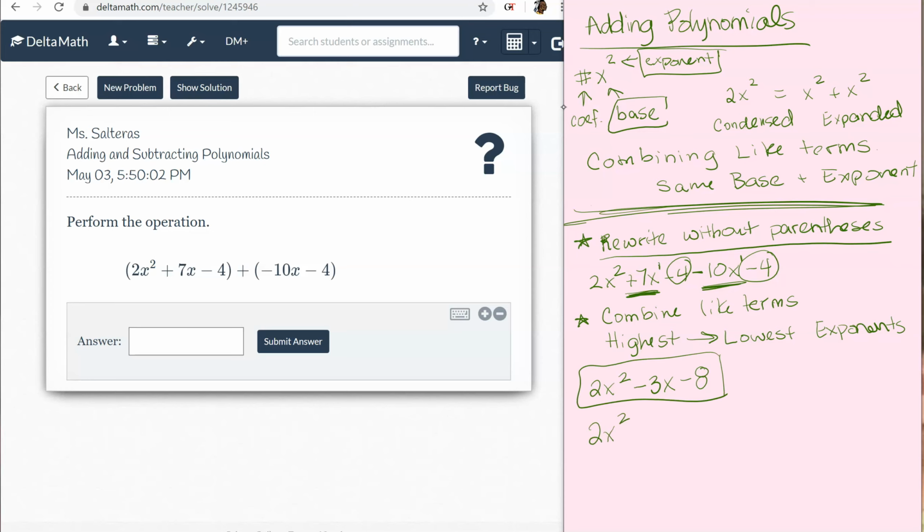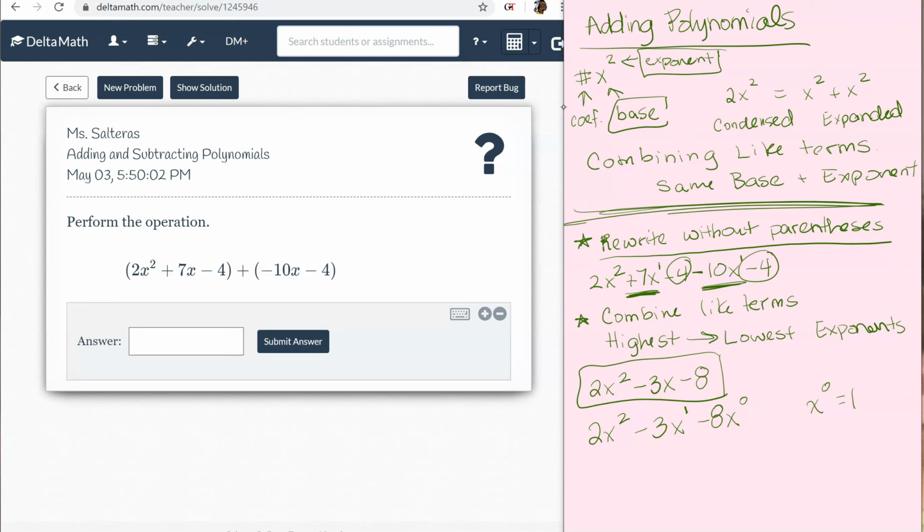If you would like to see, this is x to the first power. This is actually the same as saying it's negative 8x to the 0 power. So notice how those exponents decrease from 2, 1, 0, so highest to lowest. This is your exponent rule. Anything raised to the 0 power equals 1. So you can think of it as that in terms of your lowest to highest exponents.